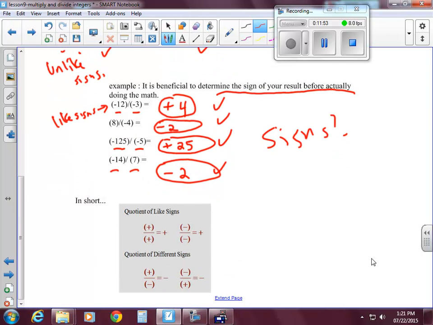Okay, so to summarize, in short, positive divided by positive returns a positive. Negative divided by negative returns a positive, like signs. If you have different signs, positive divided by negative is going to return a negative. And negative divided by a positive is going to return a negative.